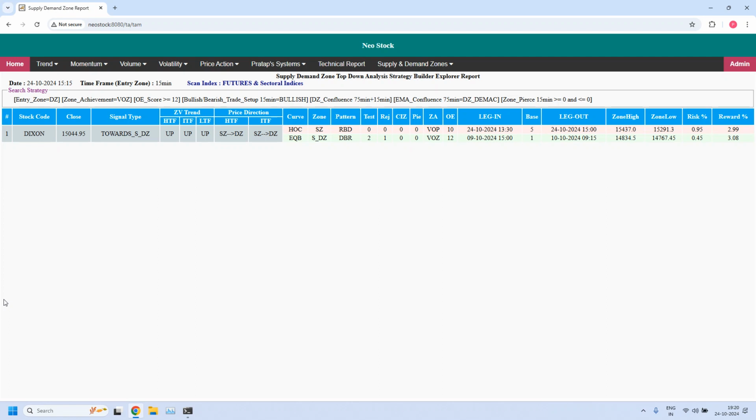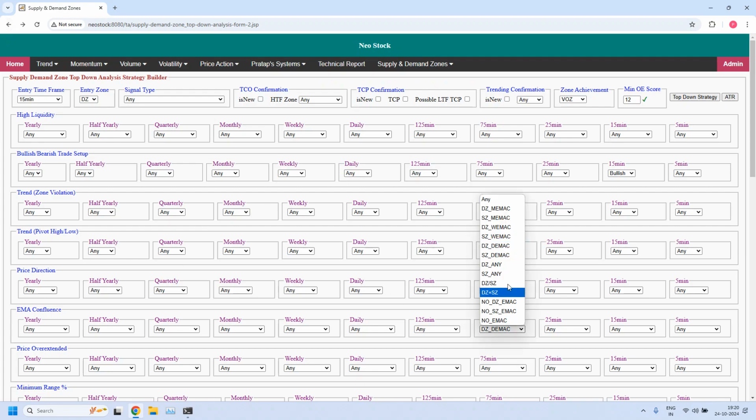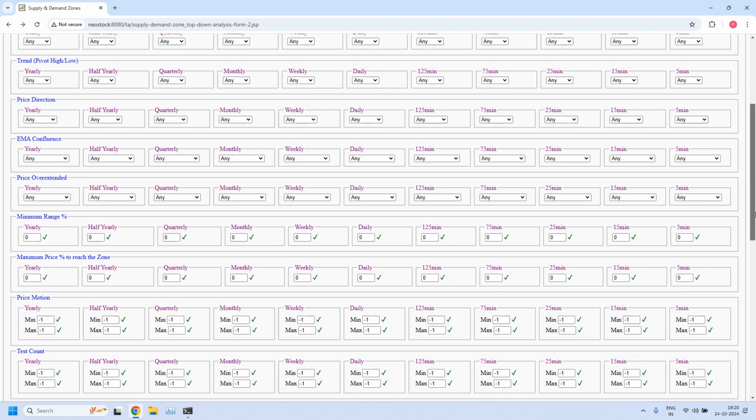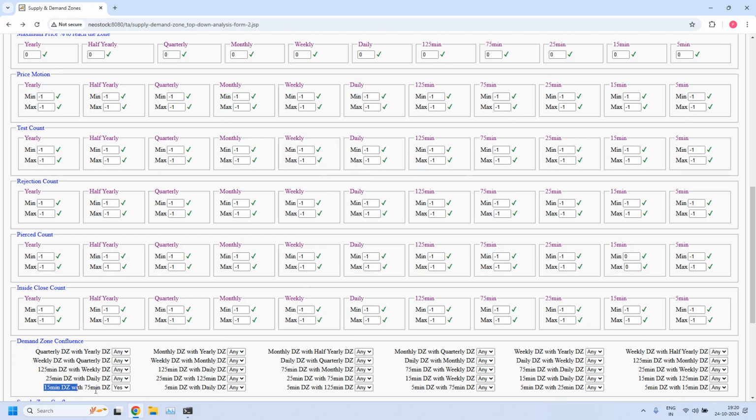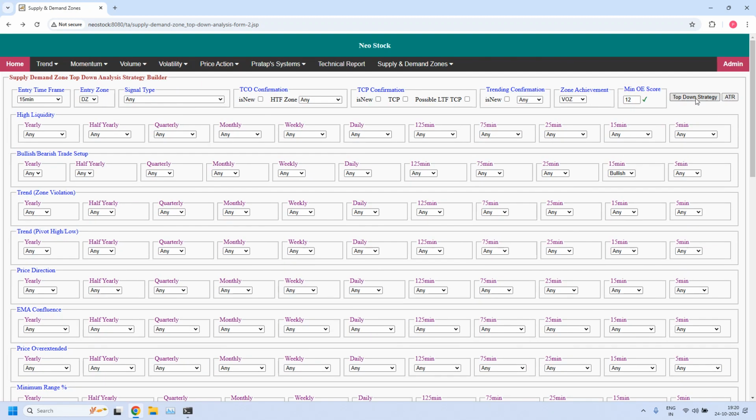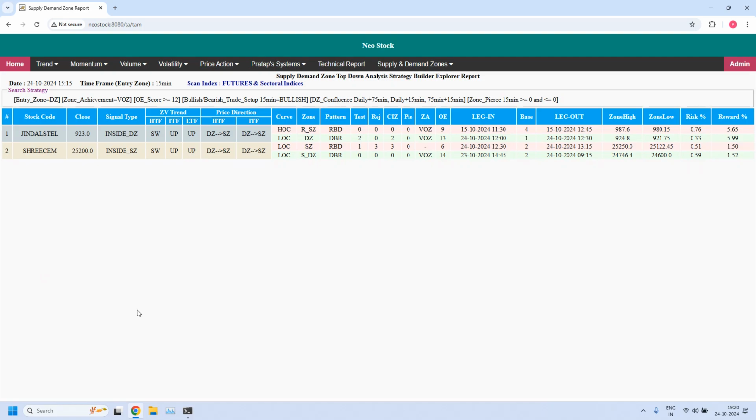Okay, next high probability scenario is LTF, ITF, HTF confluence. So let's verify, because we got 5 stocks with ITF confluence. In that, how many are having LTF and ITF confluence, and how many are having HTF confluence? So in the demand zone confluence, we need to set 3 filters. 1 filter is already set, 15 minutes with 75 minutes demand zone confluence. Next filter, 15 minutes demand zone with daily demand zone confluence. And 75 minutes demand zone with daily demand zone confluence filter is also enabled. Now let's verify. We got two stocks.